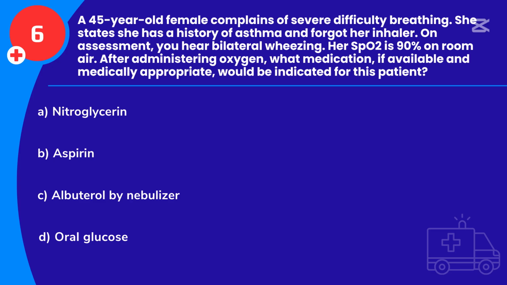Question 6. A 45-year-old female complains of severe difficulty breathing. She states she has a history of asthma and forgot her inhaler. On assessment, you hear bilateral wheezing. Her SpO2 is 90% on room air. After administering oxygen, what medication, if available and medically appropriate, would be indicated for this patient? A. Nitroglycerin. B. Aspirin. C. Albuterol by nebulizer. D. Oral glucose.